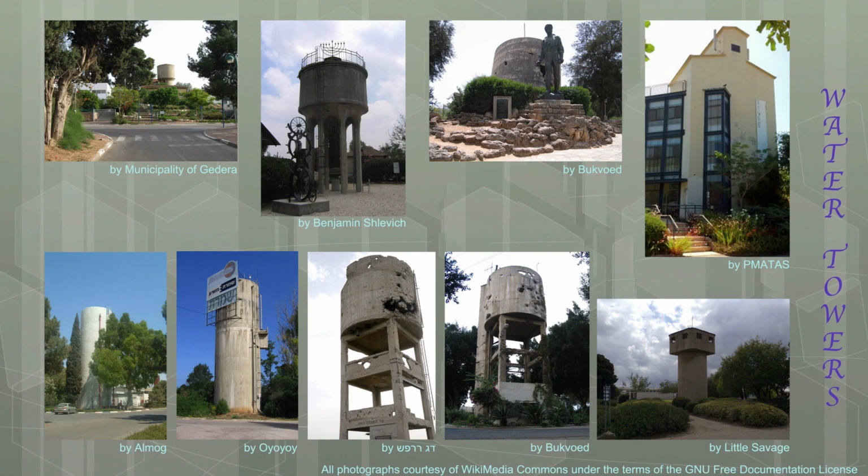The 16.5-meter water tower behind Yeshurun Synagogue was built in 1935. The bottom floor was used as a classroom. The top floor held a water tank and served as a watchtower.